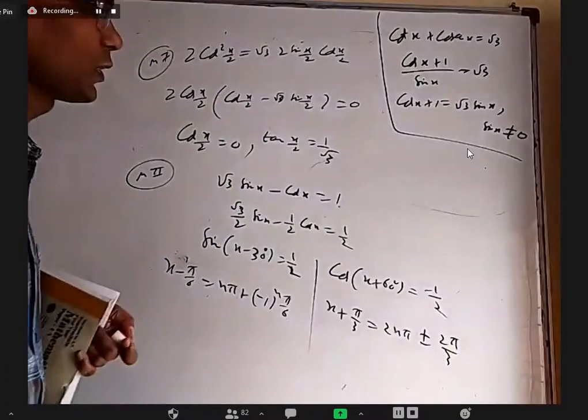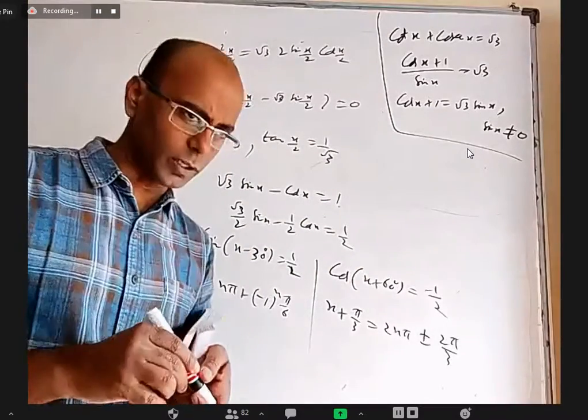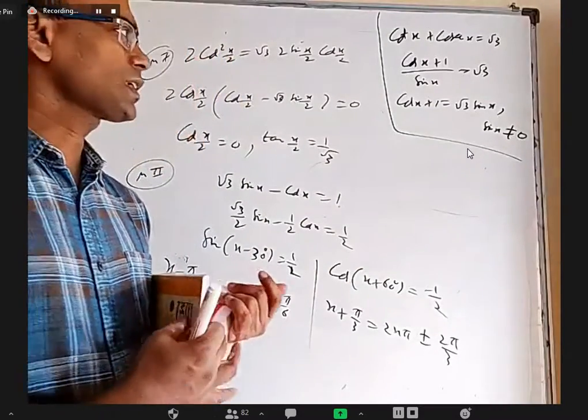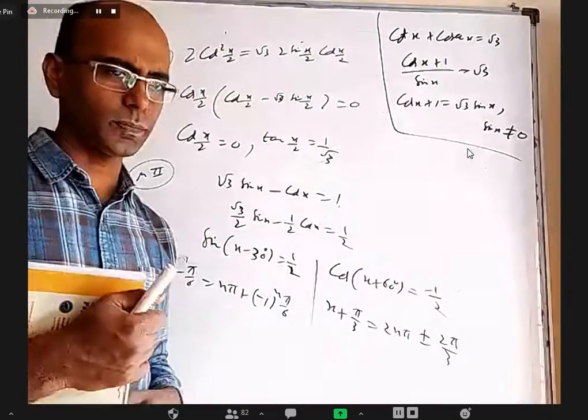Okay. Another option is somebody can write sine and cos in terms of tan. Sin x is 2 tan x by 2 by 1 plus tan square x by 2. Cos x is 1 minus tan square x by 2 by 1 plus tan square x by 2. We'll get a quadratic equation in terms of tan x by 2.